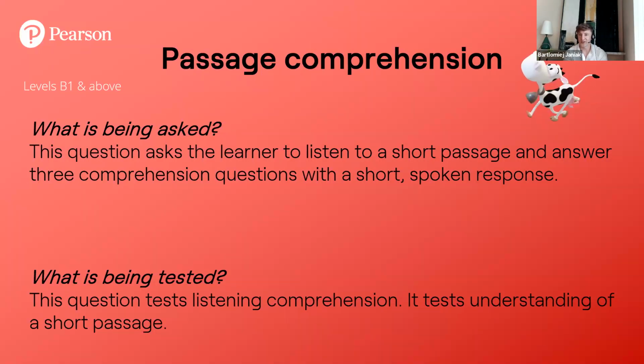Okay. Passage comprehension, starting with levels B1 and going above. So you've got the description, and look at your levels right now and the level of familiarity with this item type. There is a short passage. It's not a conversation, it's one person talking. Usually, depending on the level, it's between 40 and 60 words for levels B1 and B2, and between 60 and 80 words for levels C1 and C2. There are 6 or 7 items of this particular type. And this short passage is played once only.